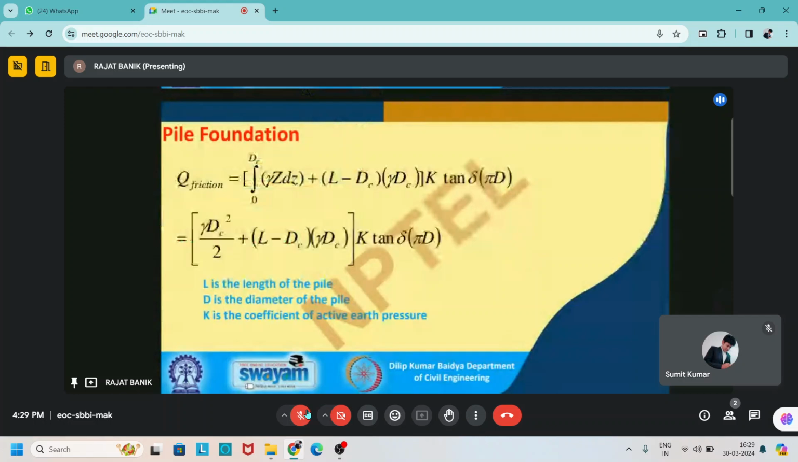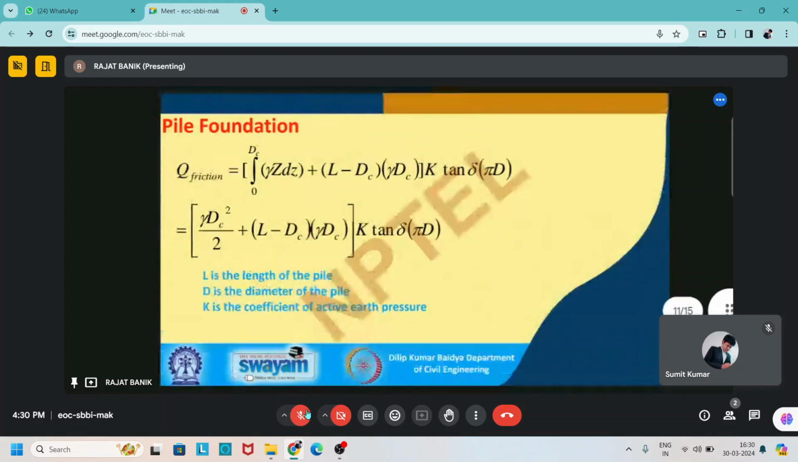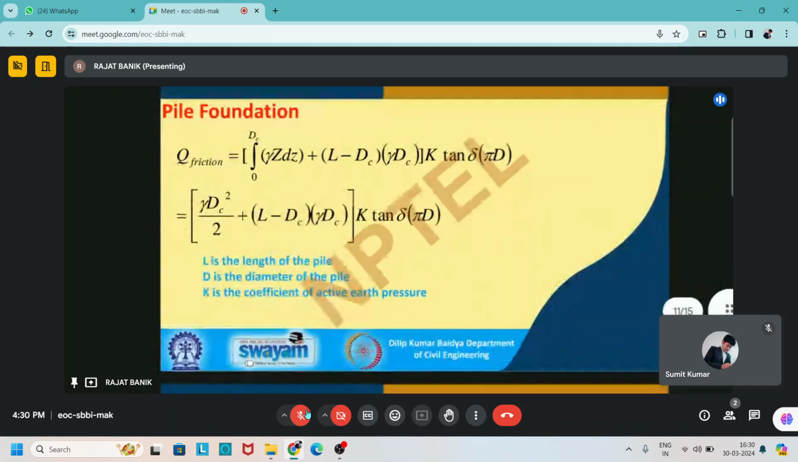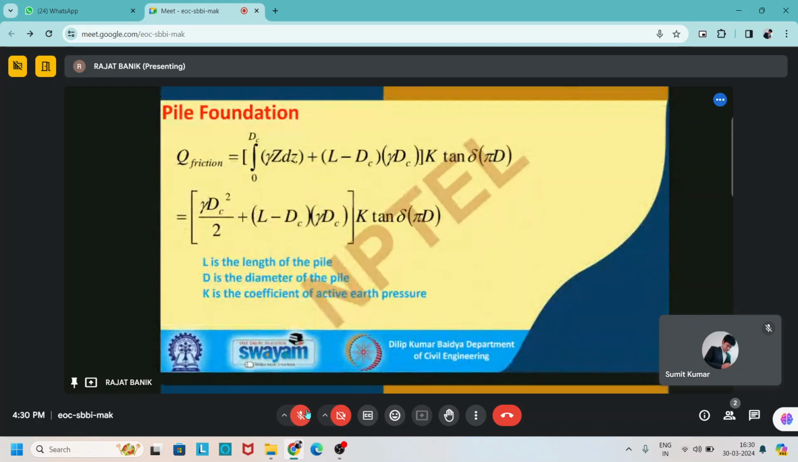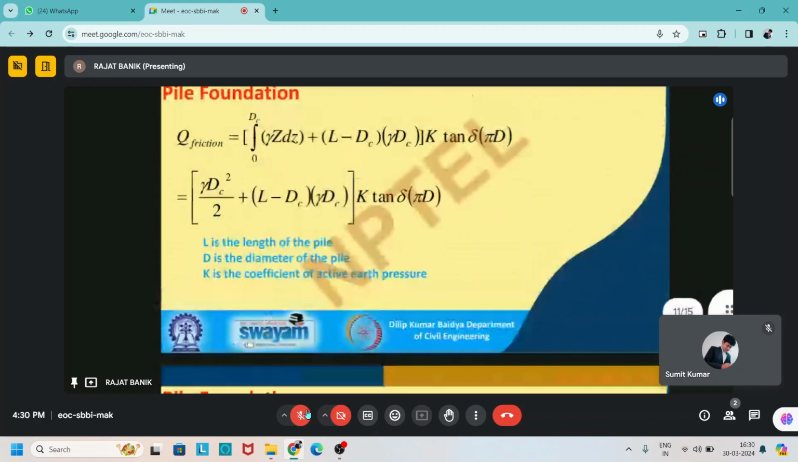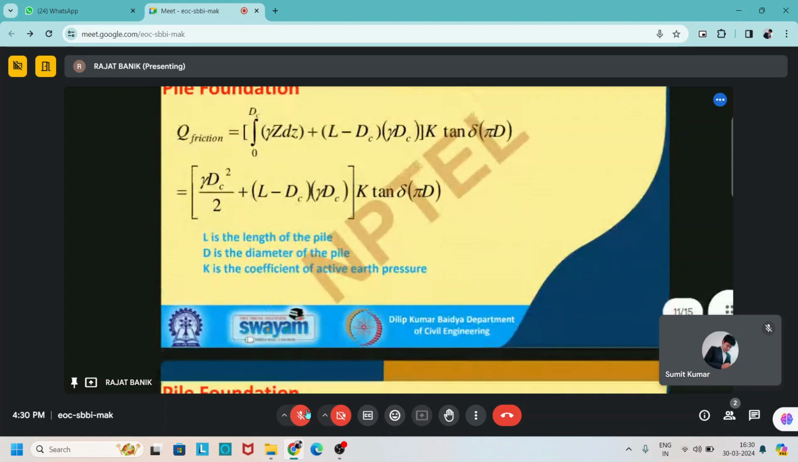Now, there is one formula given to find out the skin friction. So you see that the total skin load is gamma Dc squared by 2 plus (L minus Dc) into gamma Dc, whole into K tan delta pi D, where K is the coefficient of earth pressure, D is the diameter of the pile, L is the length of the pile, and Dc is the critical depth.